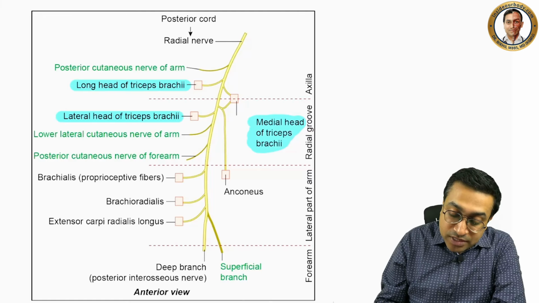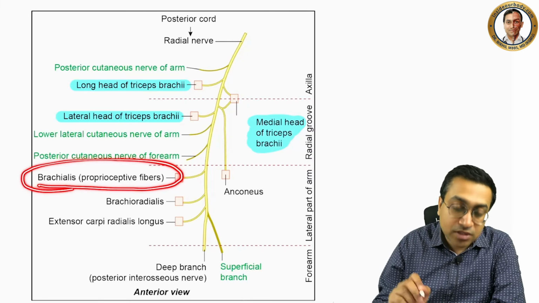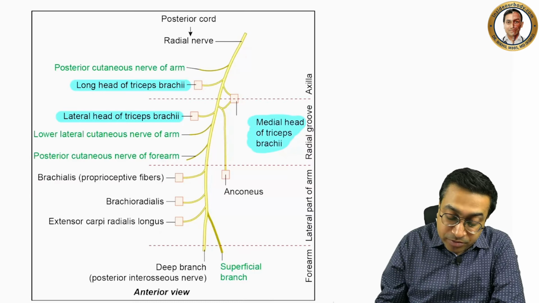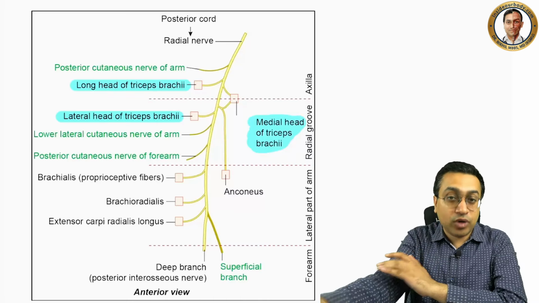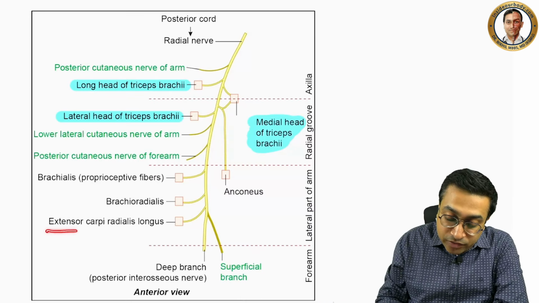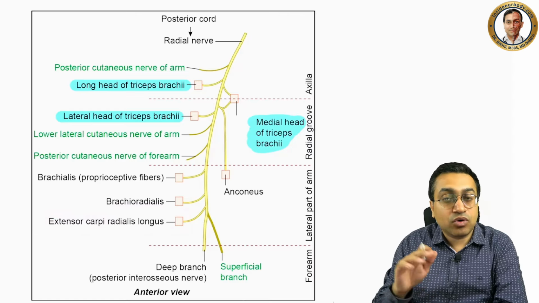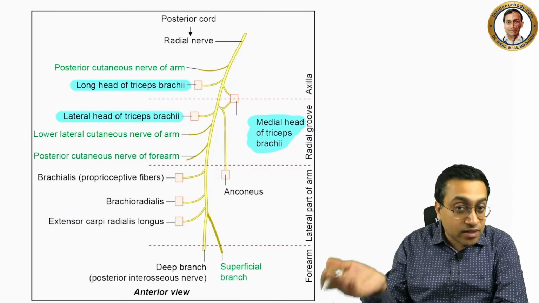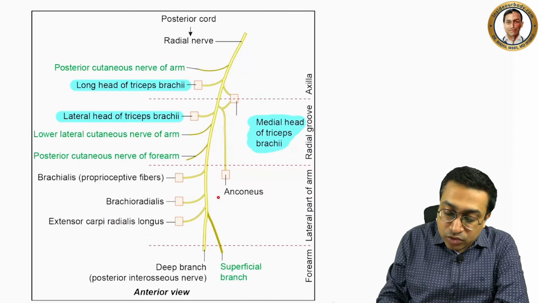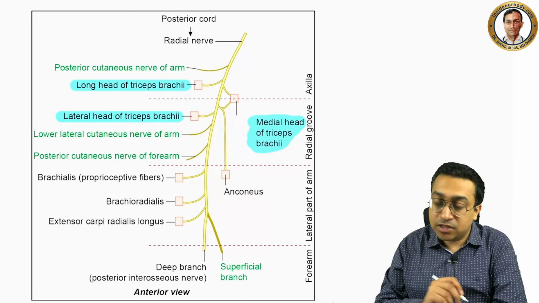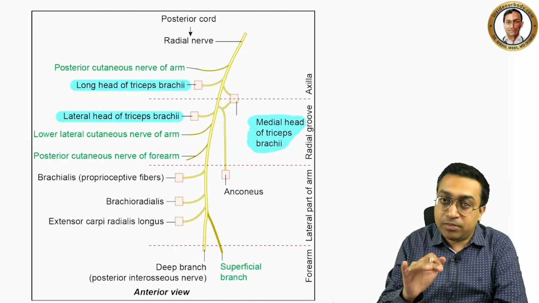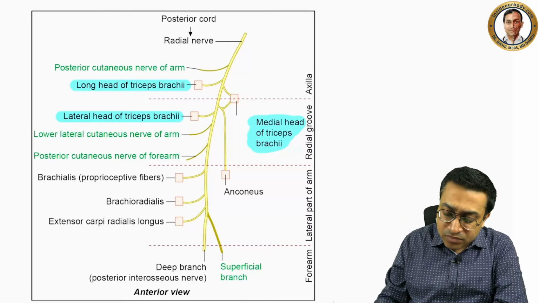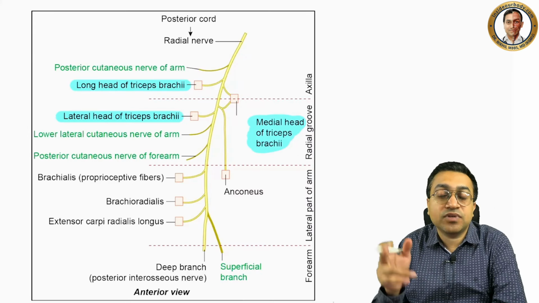You can see it is giving off fibers to brachialis, proprioceptive fibers, then brachioradialis which was in the front of the forearm on the lateral aspect, then you have extensor carpi radialis longus on the extensor side, on the radial side, on the lateral side. Then also a small muscle, and cutaneous supply is being given by this nerve. Then before it enters into the forearm, you can see it is splitting up here into the superficial and a deep branch. Superficial branch we have already seen in 3D just now, as well as in the cubital fossa diagram.